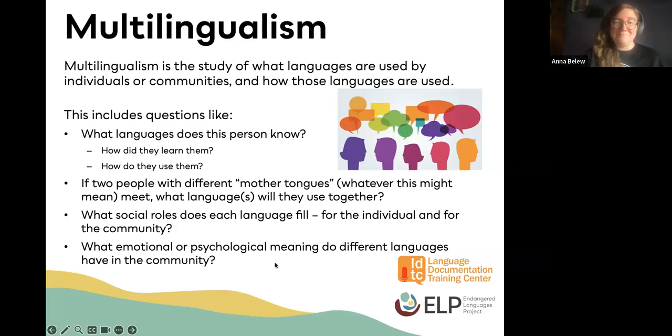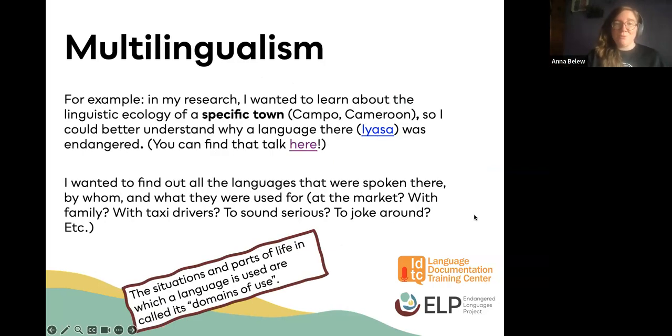And so, for example, in my dissertation research, I really wanted to learn about the linguistic ecology of a specific town, right? If you're doing a dissertation, you have limited time to get the thing done. And so it helps to focus your question on something pretty specific. And for me, that was the town where I was living, a town called Campo.